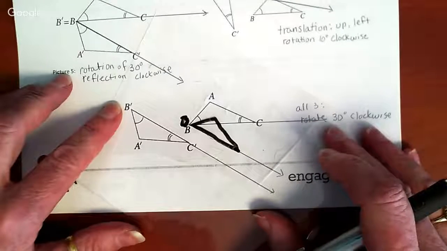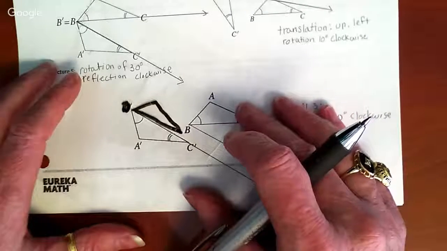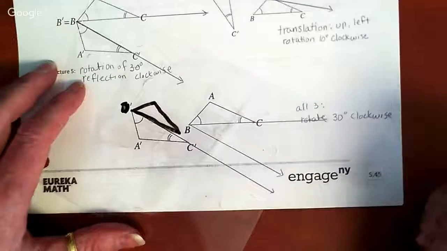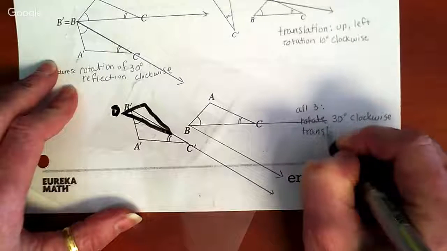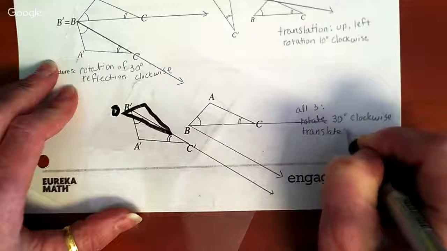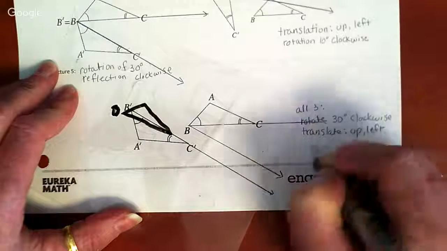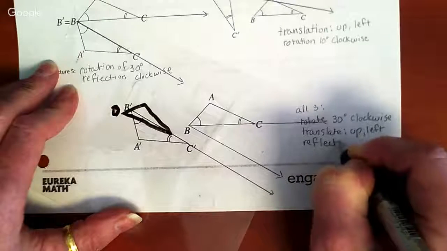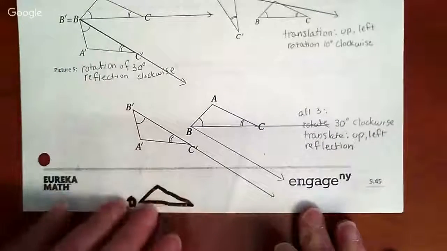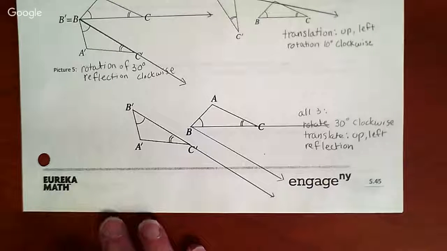Then I'm going to translate it up and to the left and then reflect it. So translate up and left, and then reflect, or reflection. Okay. So that's how we do those three.